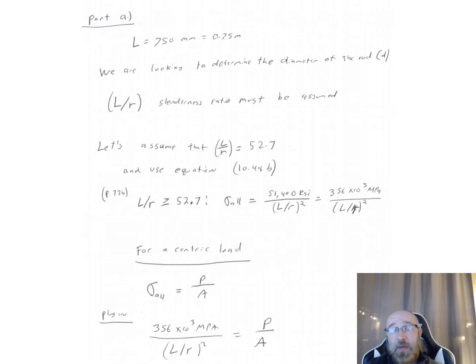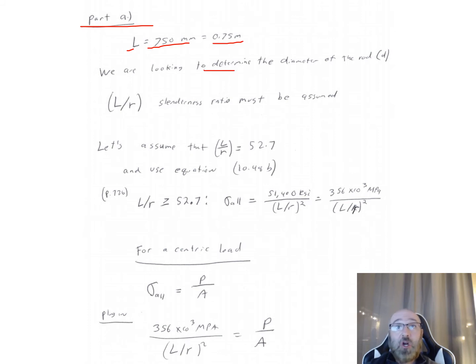Now we can reference back to our problem statement or our setup page and realize that there are two parts to this problem, so let's solve these each individually. Let's deal with part A first. In part A, they give us a value for that length L. L is equal to 750 millimeters, or with our unit conversion, 0.75 meters. Now what are we looking to do?